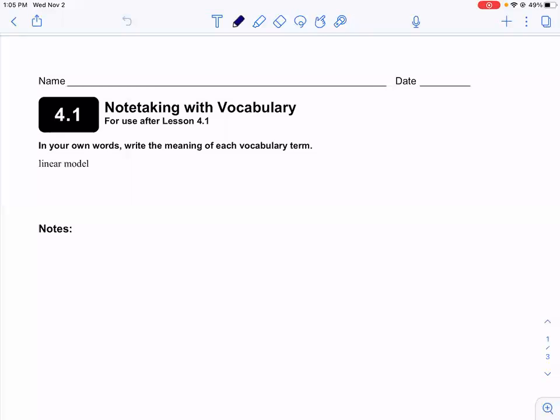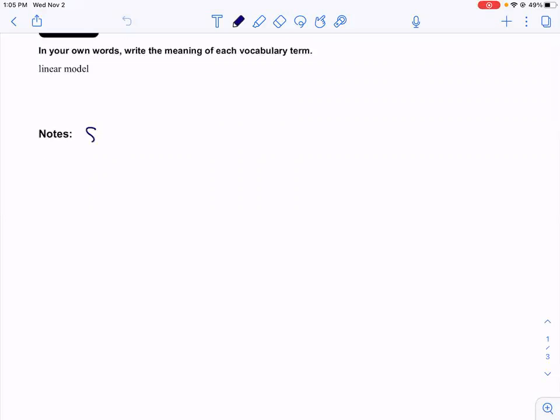Okay, so I need your help. There's this thing that we've been talking about called slope intercept form. You can tell me what that is. Peyton. Mx plus b.